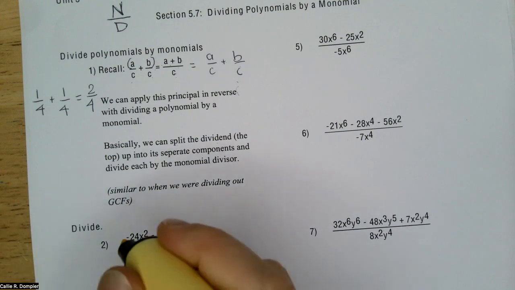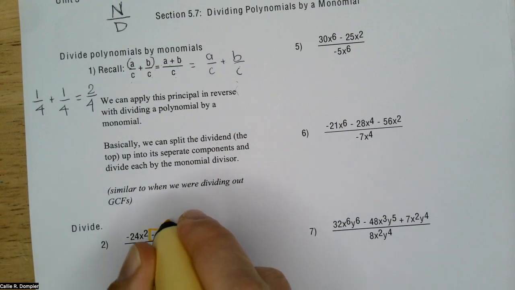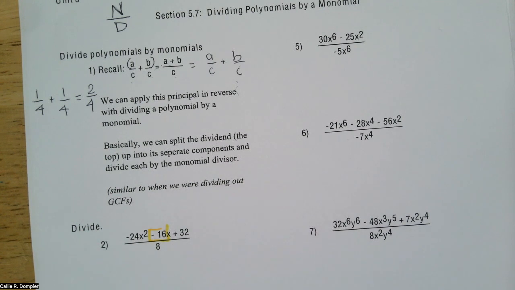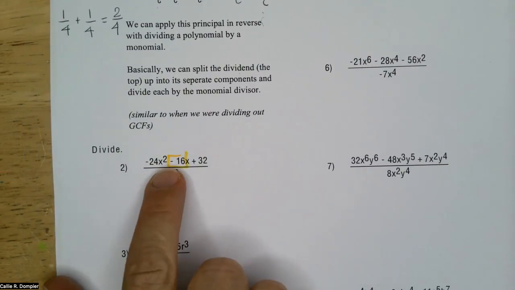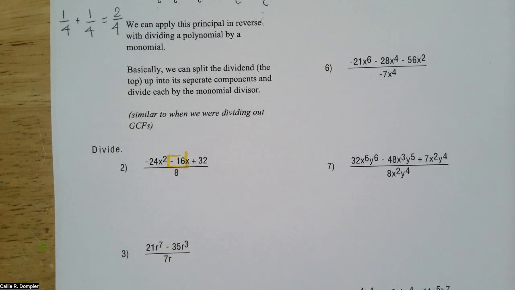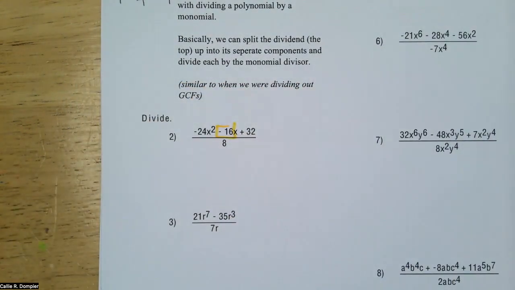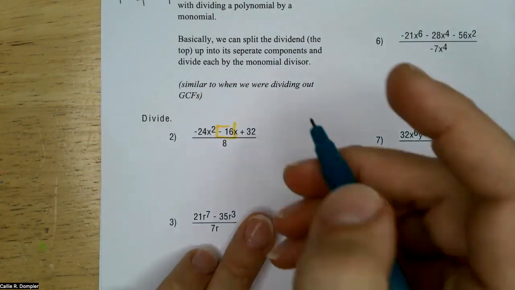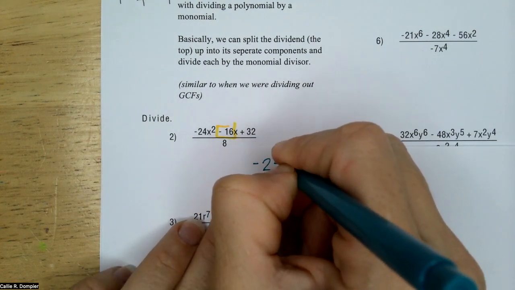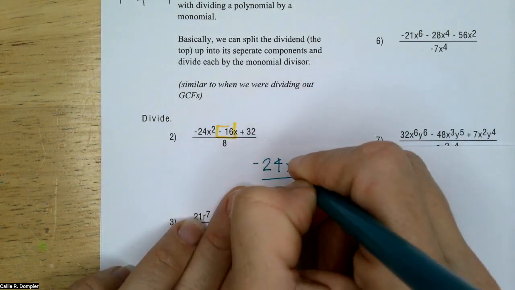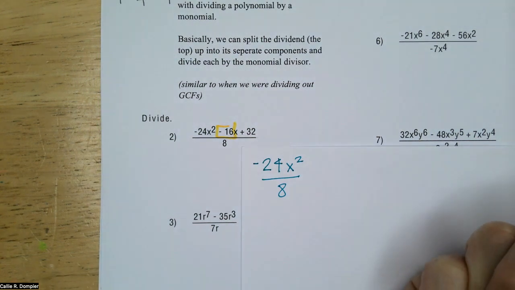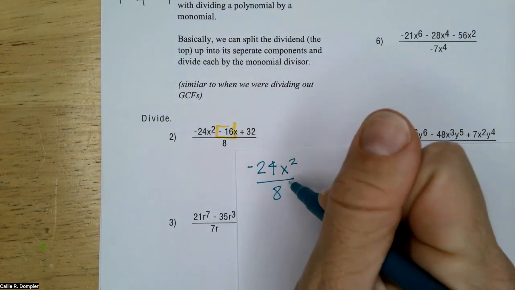Always remember that if we have a minus sign, that becomes a negative. Well, I guess it doesn't have to be; you can just put a minus between them. But remember that minus 16x is the same as plus negative 16x. Okay, so negative 24x squared divided by 8. Now we're just simplifying a fraction.